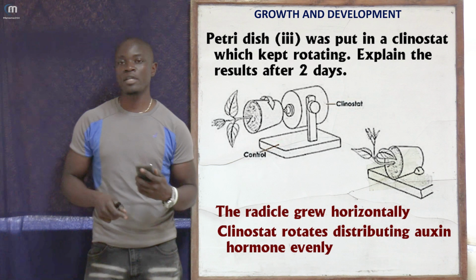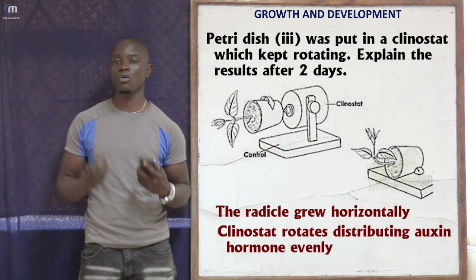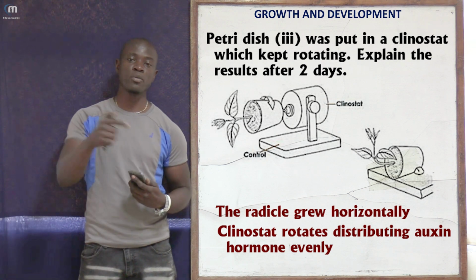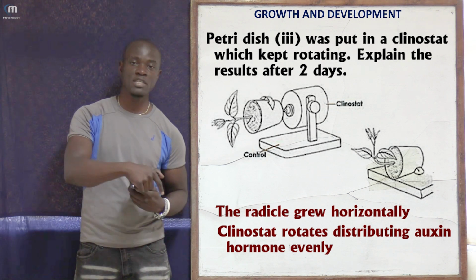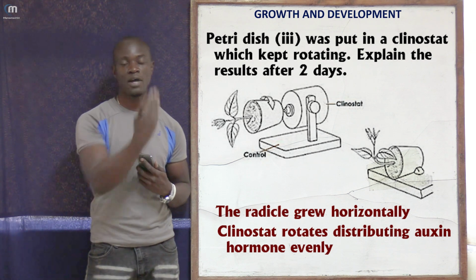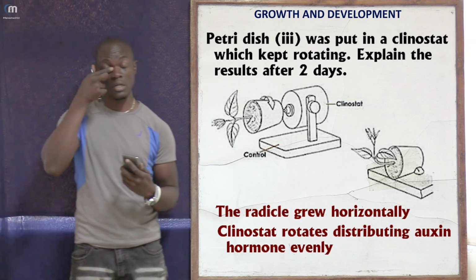For the control experiment, remember we say that the Clinostat is not rotating. And since the Clinostat is not rotating, auxins are going to be pulled on the lower side due to gravity. That is for the shoot region, and it is going to make it grow, curving upwards as the shoot is growing.